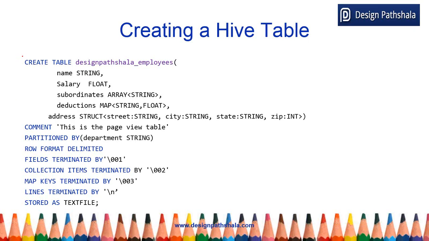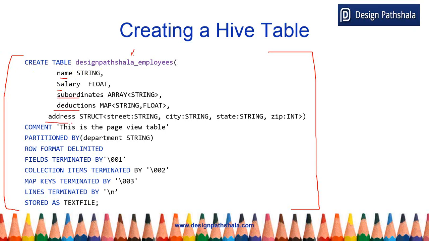So this is what a normal create table command looks like in Hive. Just try to read this, and if you can understand this create table, you are good enough with Hive, and the rest all is the normal SQL queries. So here I'm saying create table, table name, DesignPathshala employees. Name is a column, salary is a column, subordinate is a column, deduction is a column, address is a column. This is of type string, float, array. I've used all the complex data types over here.